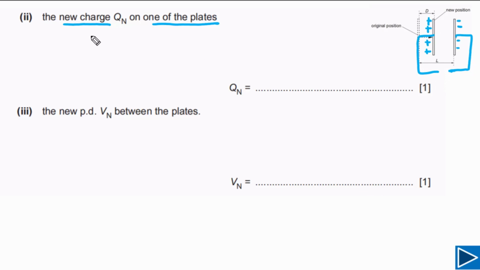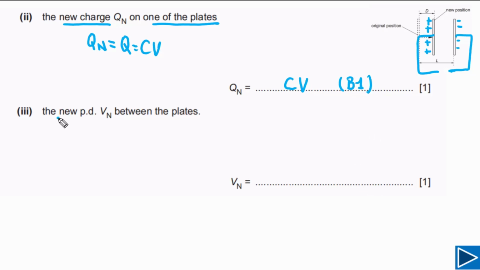So it simply means that the charge on the plates will stay the same. We will say Qn is equal to Q, where Q is the initial charge on the plates, and that we calculated as CV. So in this case, Qn is also equal to CV. That's all we need to write down. This question has only 1 mark, and that is a P mark. If you simply write down Qn is equal to CV, you will get this mark.